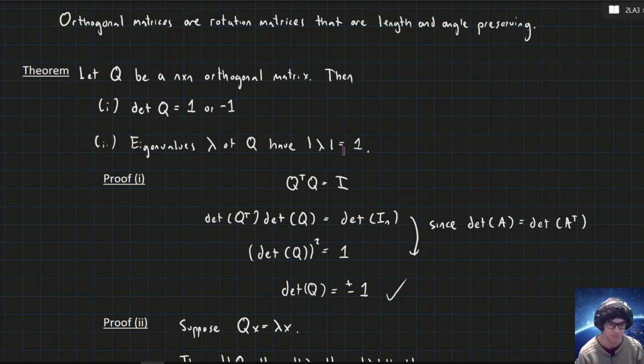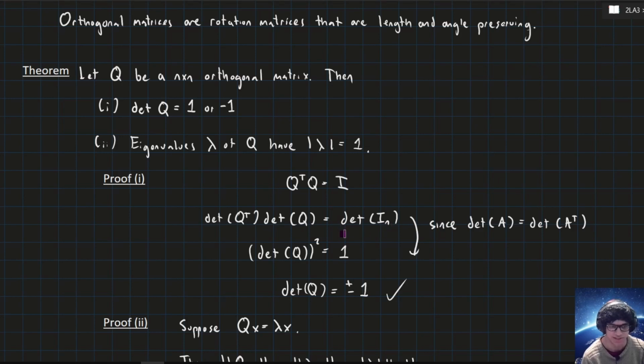Let's first prove part 1, which is pretty straightforward. If Q is an orthogonal matrix, then we know this holds. Then I can take the determinant of both sides of this equation. So I do that.